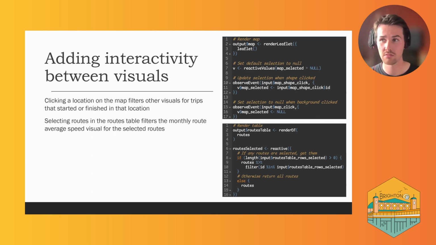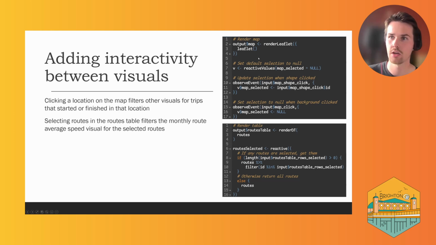Leaflet for this works really well, and is used quite a lot in various industries. I've noticed delivery companies using it to show where your delivery driver is and things like that. It's very commonly used. But a lot of Shiny apps are missing that cross filtering that Power BI offers between different visuals. But it turns out that you can add it, and I've got some examples of how I've done it here. So for example, if you click on a zone in a map, it will filter other visuals for trips that started or finished in that location.